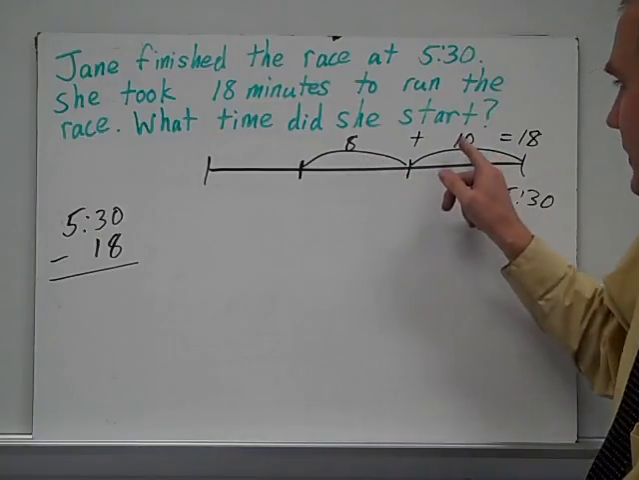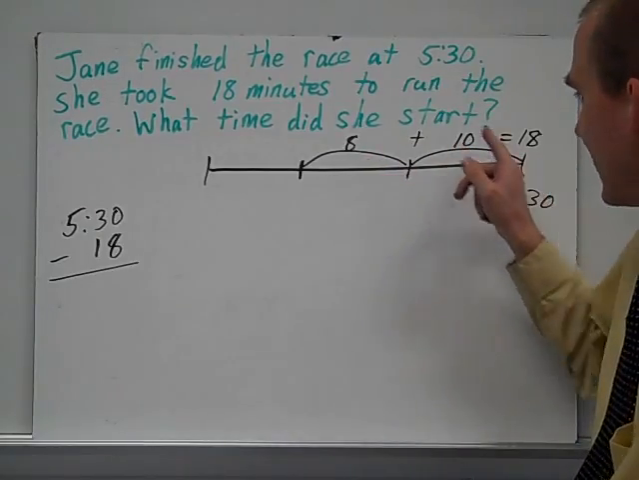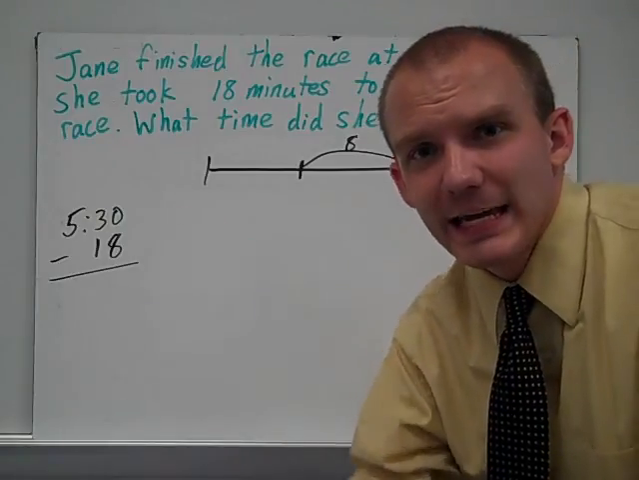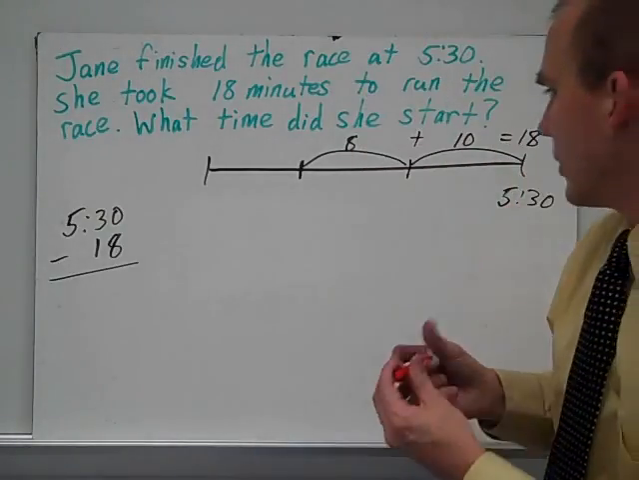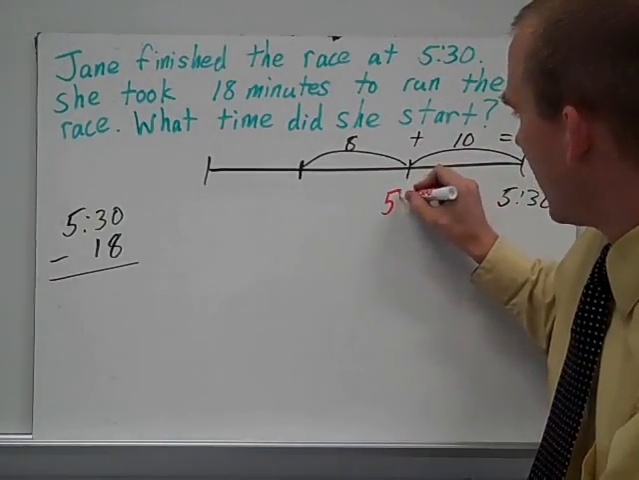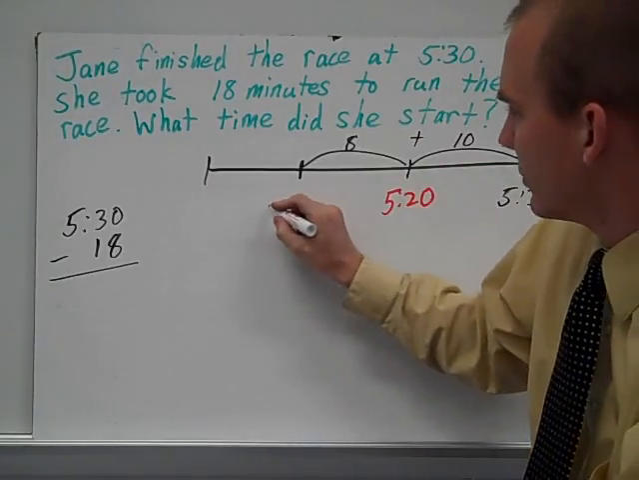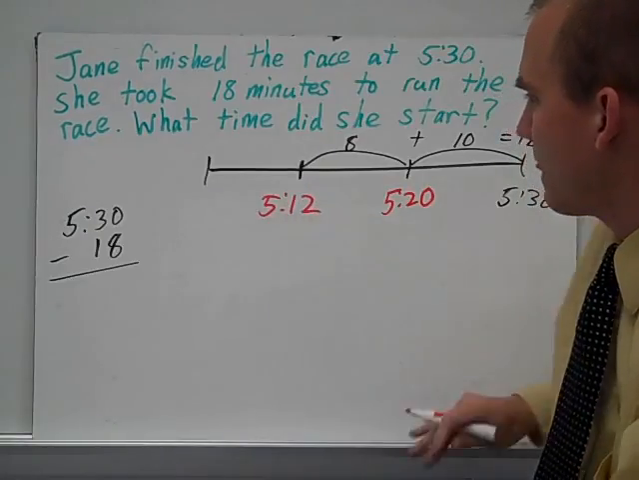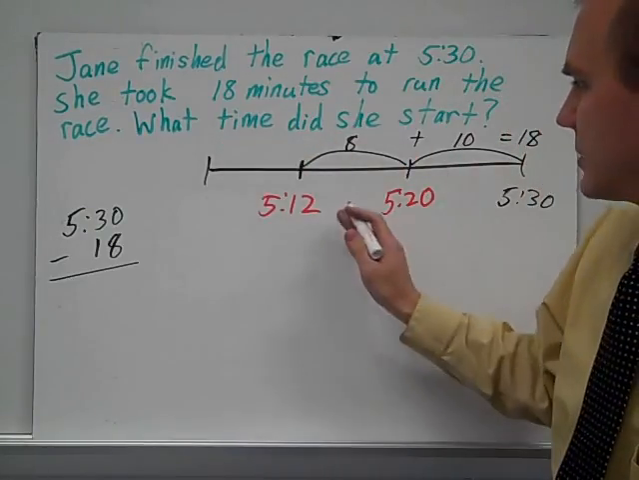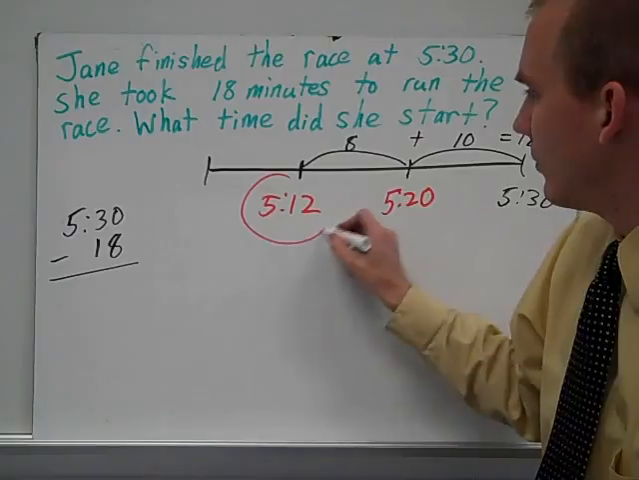Again, I broke the 18 up into 10 and 8. So you go back 10 minutes, and you go back 8 more. So 5:30, and I go back 10, and it would be 5:20. And then from 5:20, you go back 8 more, which would be 5:12. So it says at what time did she start? Well, 5:12 is the time she started.